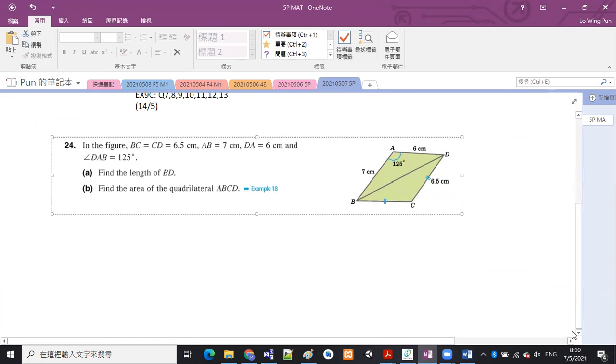All right, let's do 24 together. So in the figure, EC and CD are both equal to 6.5 cm. And AB is 7 cm, DA is 6 cm, and DAB is 125 degrees.